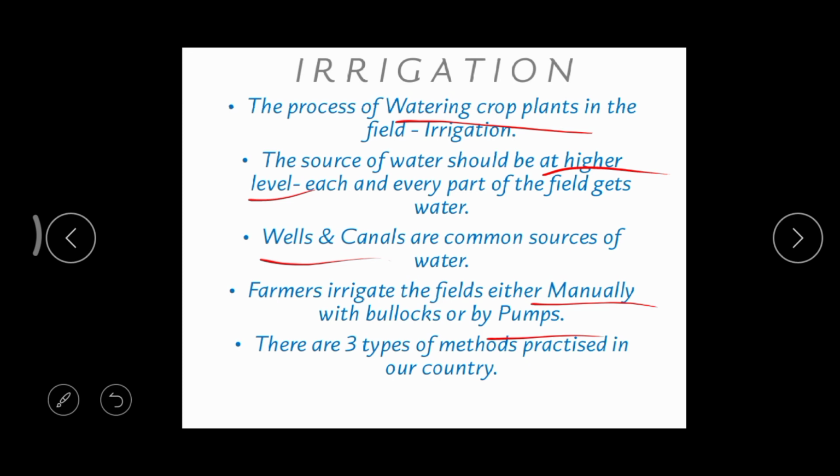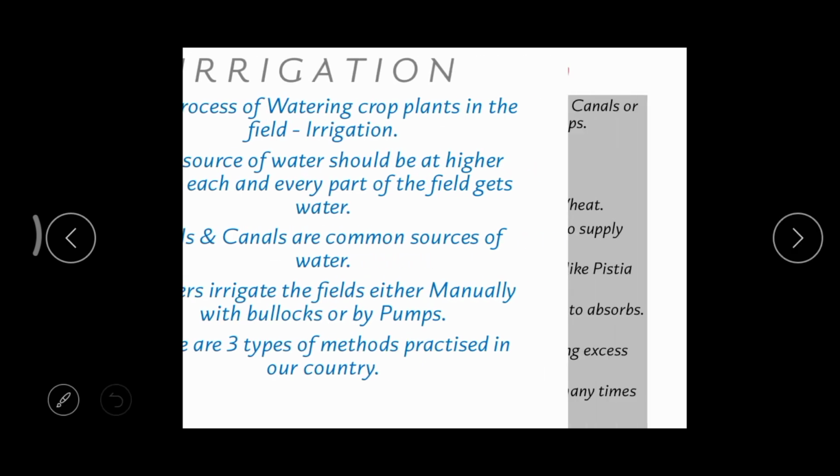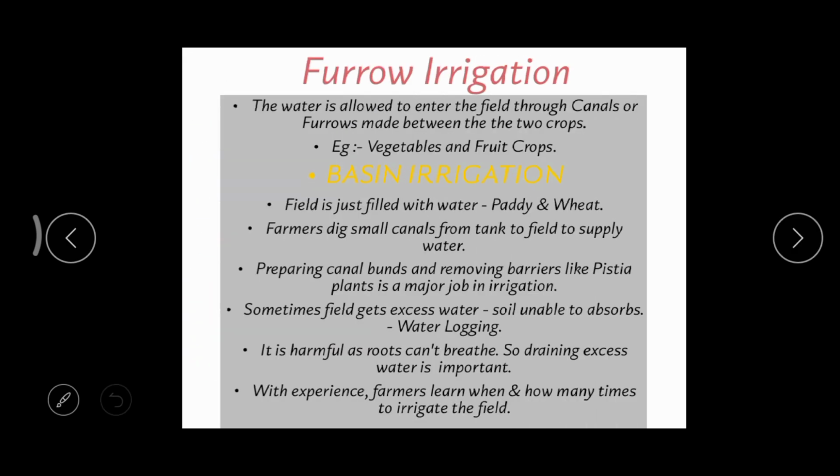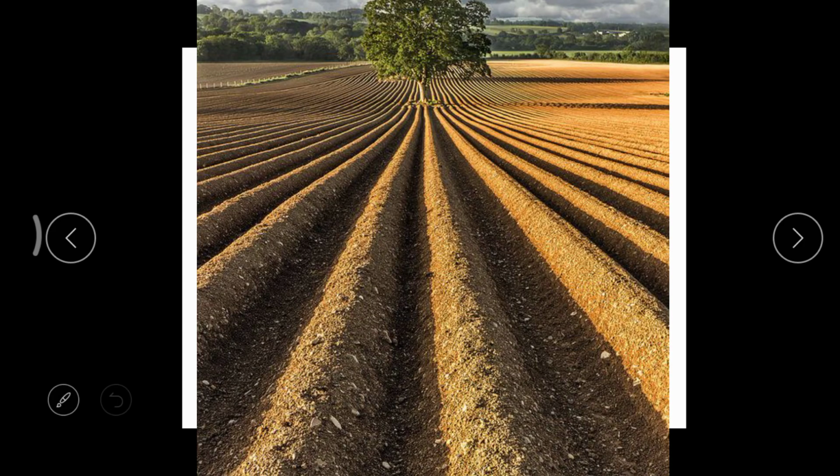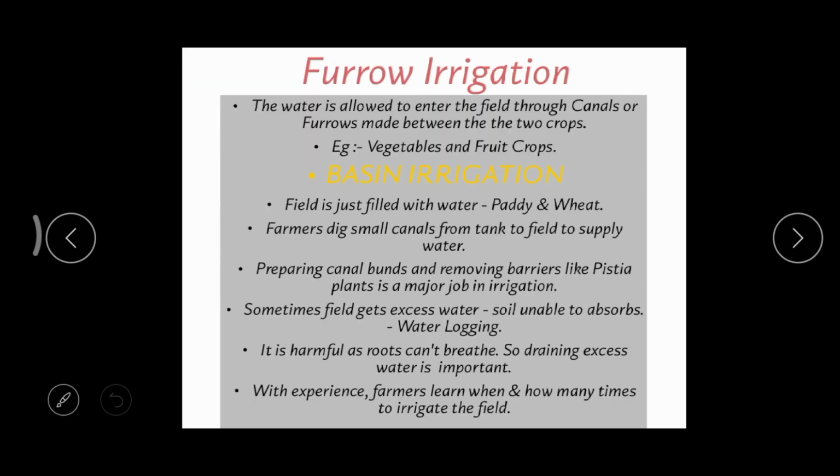Okay, now let's see what those methods mean. The first one is furrow irrigation. Have you seen this picture? If you carefully observe this picture, we can find furrows inside the field. Furrows means when we plough the field, we get V-shaped canals. They are called furrows.